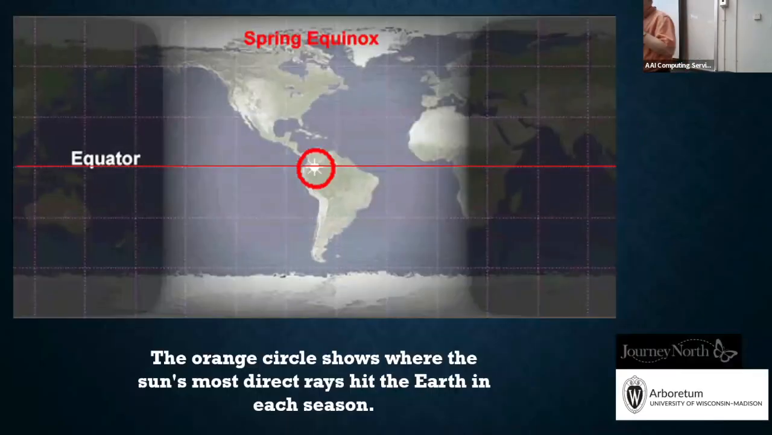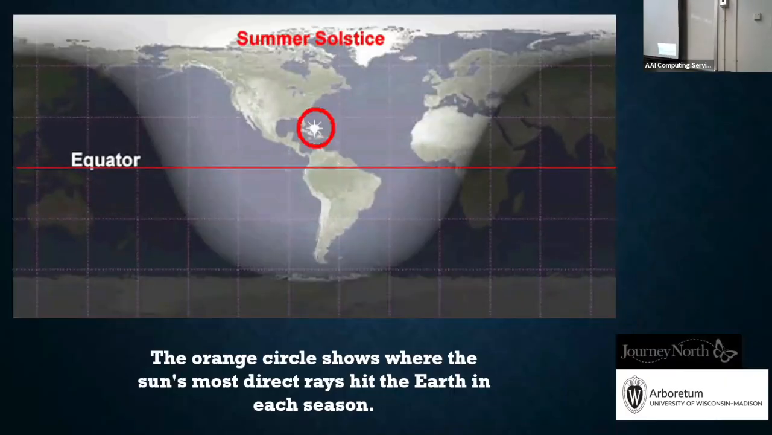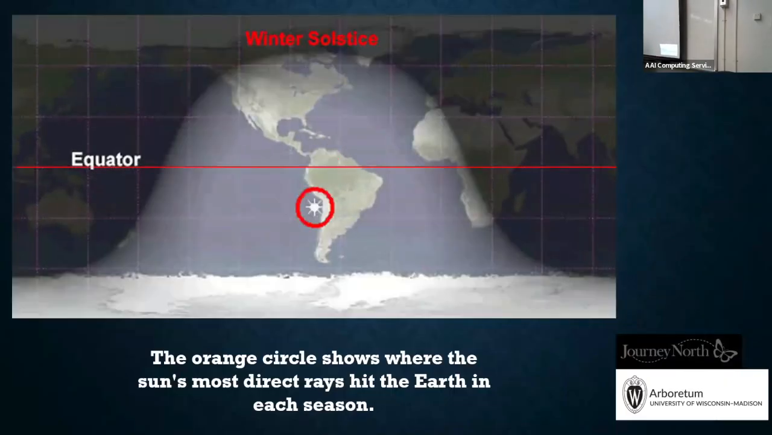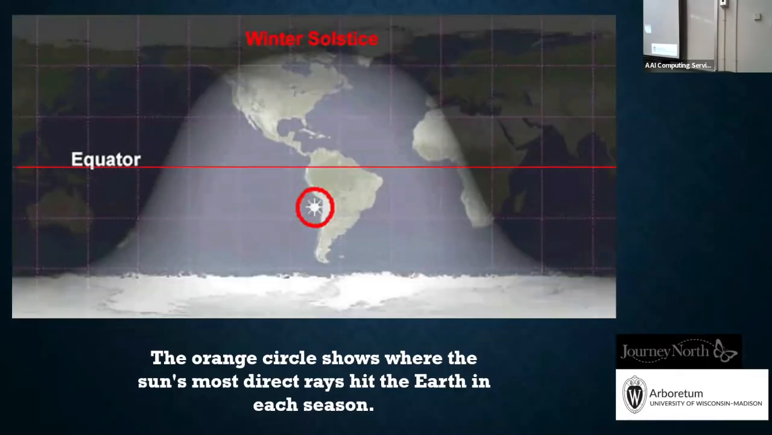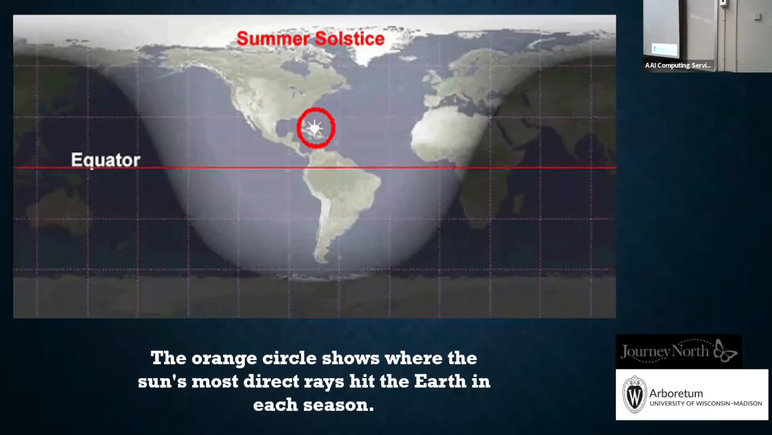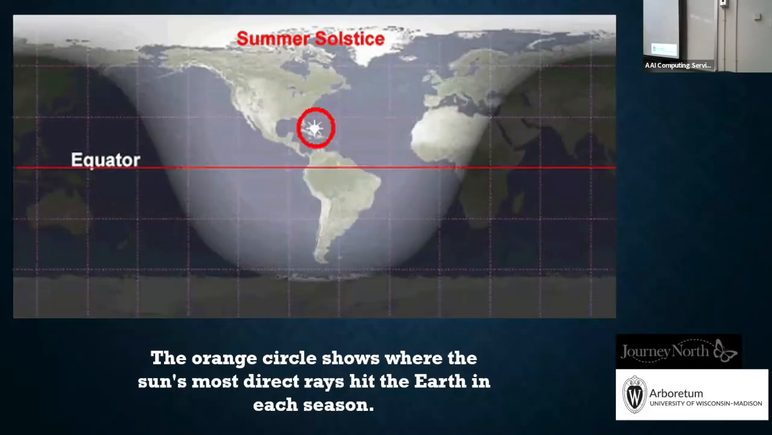And you can see that here. This diagram shows where the sun is shining most directly at the spring and fall equinox, when day and night are of equal length. It's shining right on the equator, which runs through Ecuador, right? And on the summer solstice, it's shining along this line here. This is the Tropic of Cancer, and then on the winter solstice, down here, through the Tropic of Capricorn.